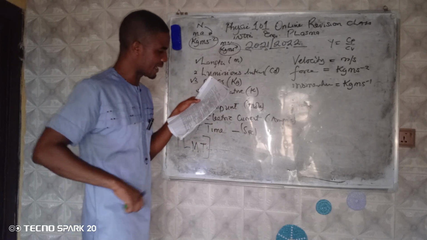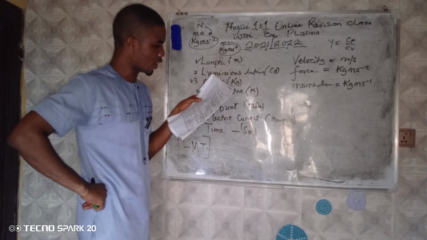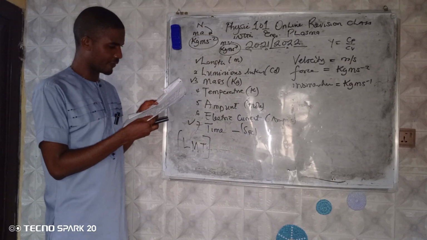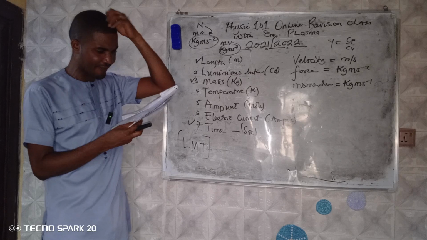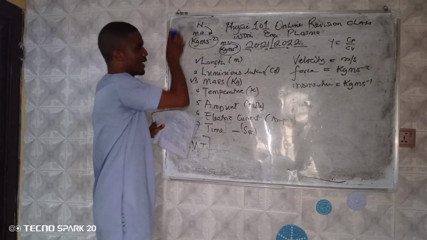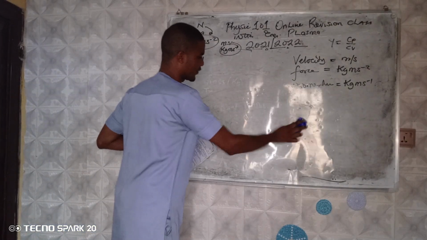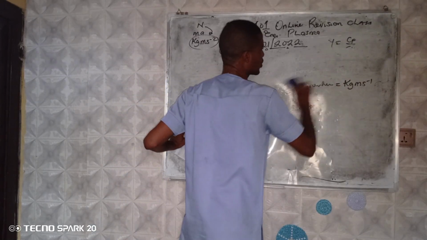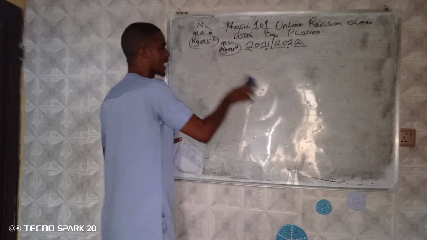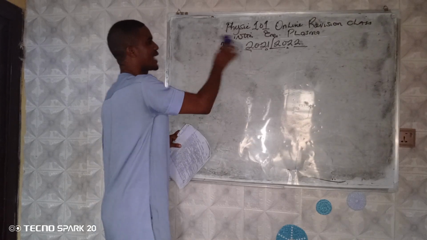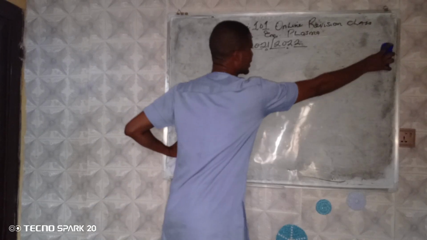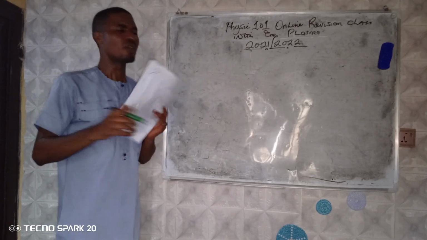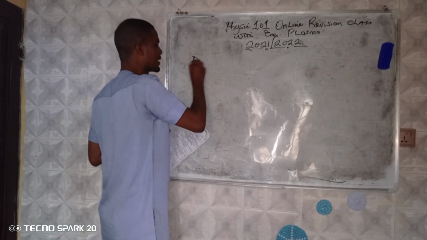Let's go to question number 6. Which of the following quantity is not a vector quantity? Remember that we discussed in part 1 of this revision class for Physics 101 that vector quantities are those quantities that have both magnitude and direction, while scalar quantities are those that do not have direction. One thing you must know in vector and scalar is that there is this thing called displacement.